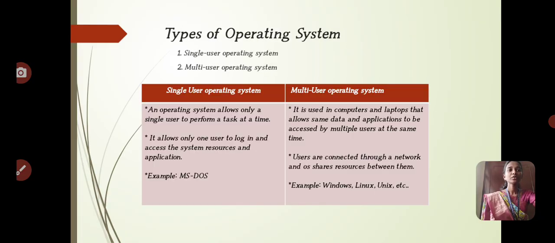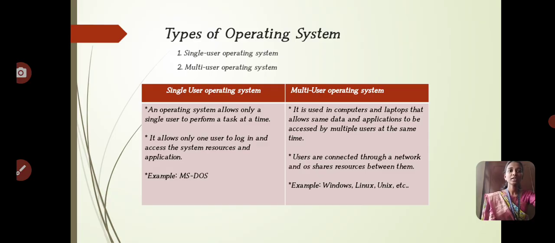Okay. Now there are two types of operating system. One is single user operating system and another one is multi-user operating system. So single user operating system allows only a single user to perform a task. And the other thing is multi-user operating system. It allows the same data, same applications to be accessed by multiple users at the same time. So single user allows only one person to access a file. Multi-user is same data, same application accessed by multiple users.